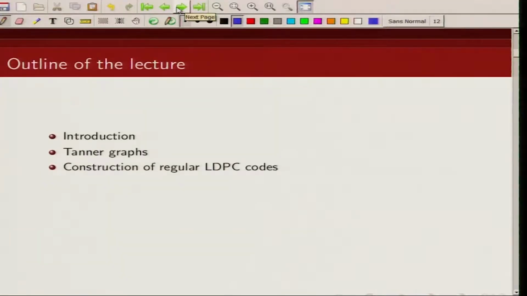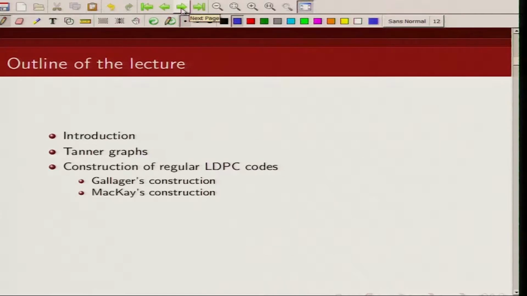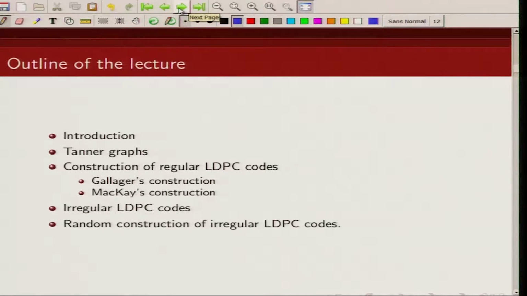Then we will talk about what a regular LDPC code is, and we will give a few simple constructions of regular LDPC codes. Then we will talk about irregular LDPC codes, and again we will give some very simple constructions of irregular LDPC codes.